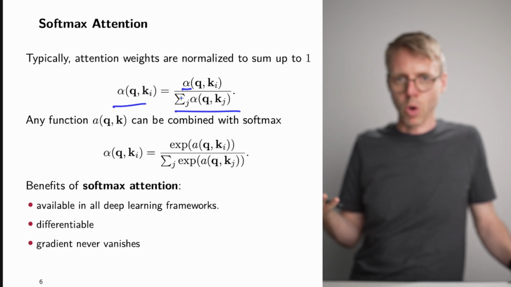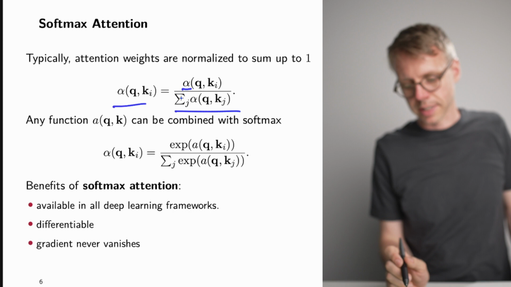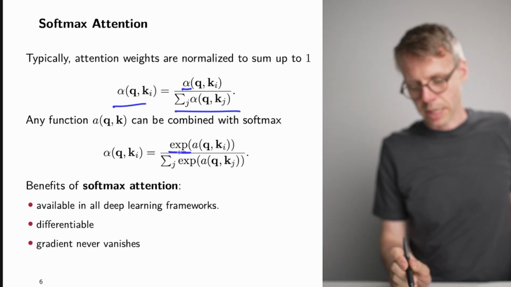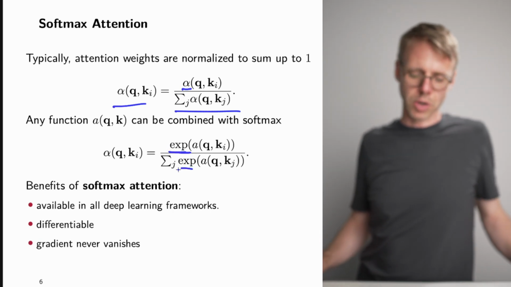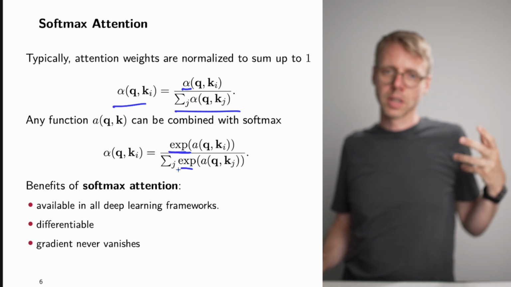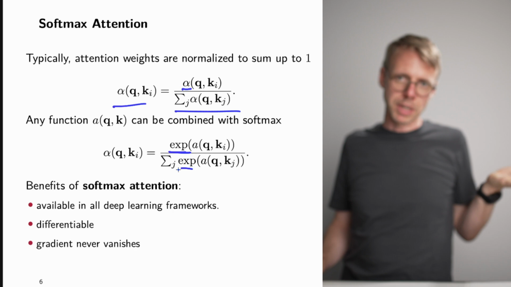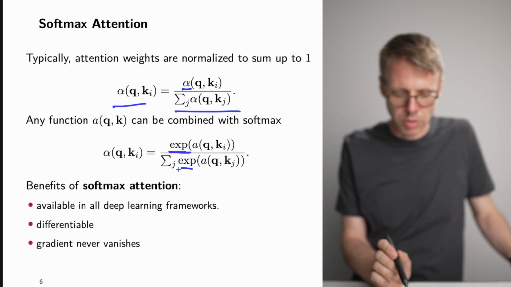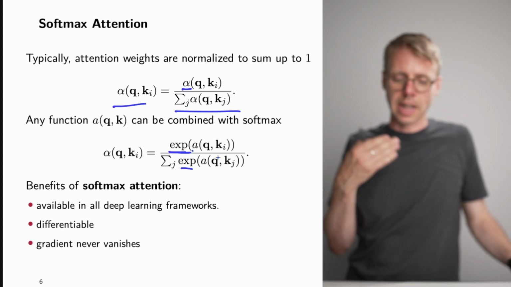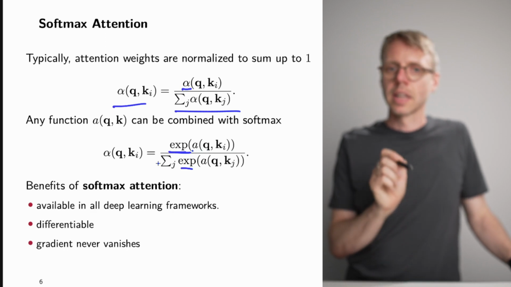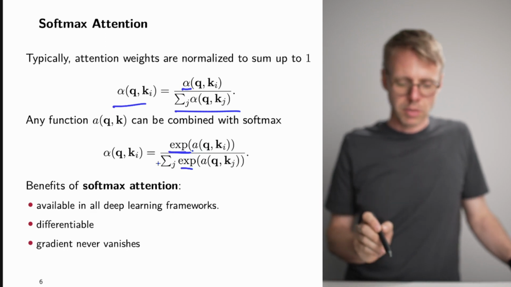How can we make them all non-negative? Yeah, well, for example, by exponentiating each of those. So the exponential function cannot be negative. So it's a non-negative function. So no matter what the value range of these alpha values is, exp of alpha will be non-negative.